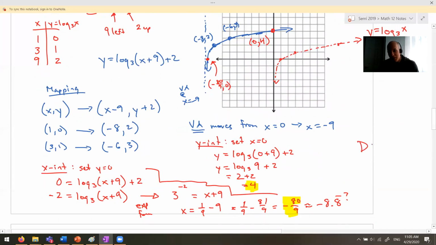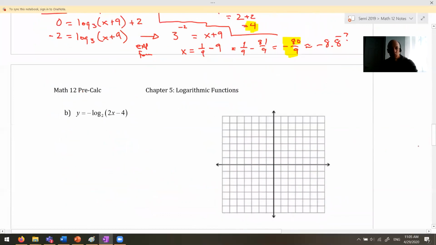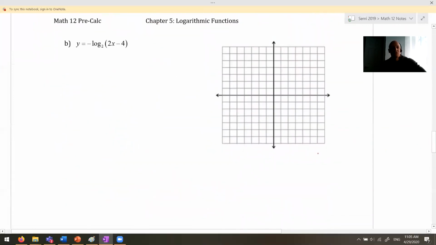Okay, domain is really easy. X is greater than -9. You should say X belongs to all the real numbers as well, right? Because that means it's decimals and everything. Y just belongs to all the real numbers. Okay, pretty simple, but worth doing. Okay, number 2, or B. You may consider trying this yourself.